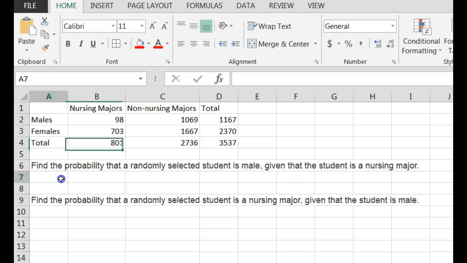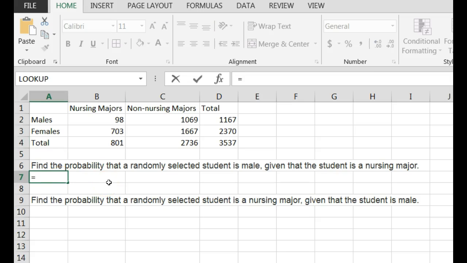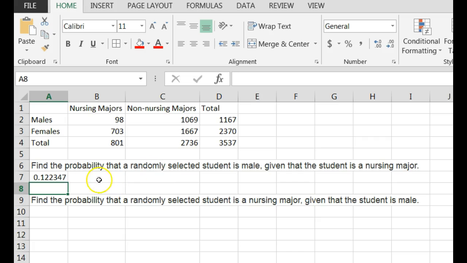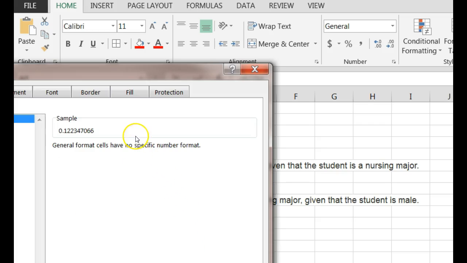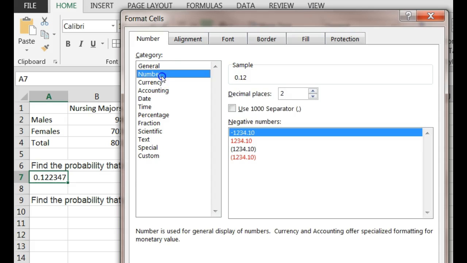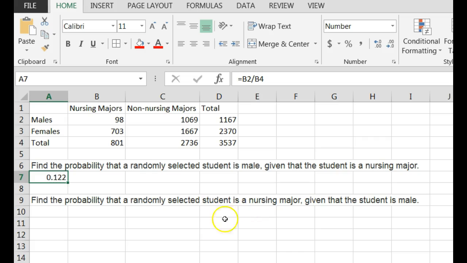So to find the answer to this one, I'm going to say equals, I'm going to do this in Excel, the 98 males divided by, given the fact that they have to be a nursing major, 801 equals 0.122347. So I could round that to 3 decimal places by right-clicking, saying Format Cells, Number to 3 decimal places. Okay, so my answer is 0.122.